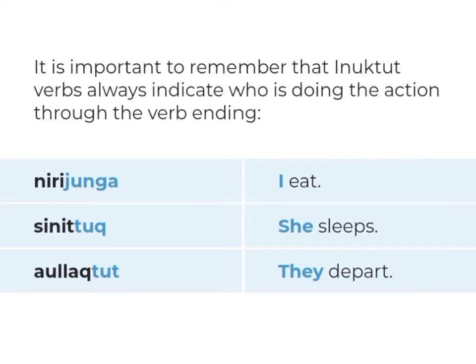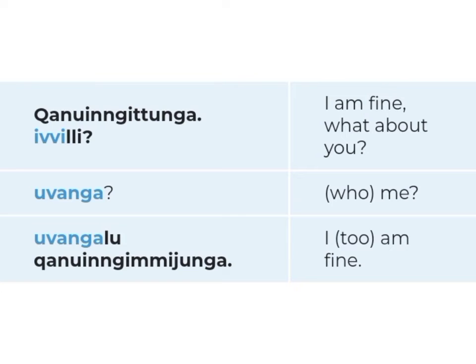It is important to remember that an Inuktitut verb always indicates who is doing the action through the verb ending. It is because the verb ending already tells us who is doing an action that personal pronouns are redundant and aren't normally used. Where personal pronouns are used is when you are talking about a person or an object without a verb, and you are adding emphasis. Please notice the use of the 2 little endings, the li and the lu.